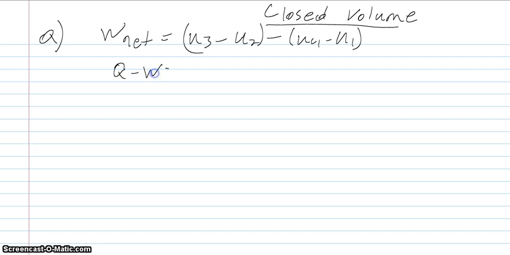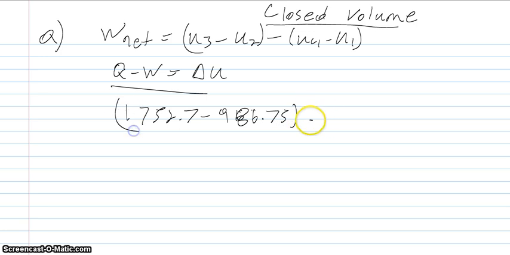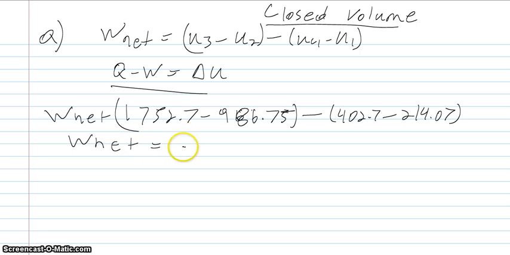Q minus W equals delta U. So now we do 1752.7 minus 986.75 minus 402.7 minus 214.07, and the work net equals 577.32 kilojoules per kilogram.